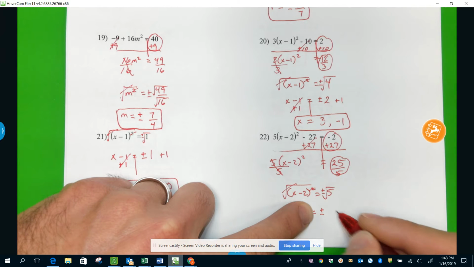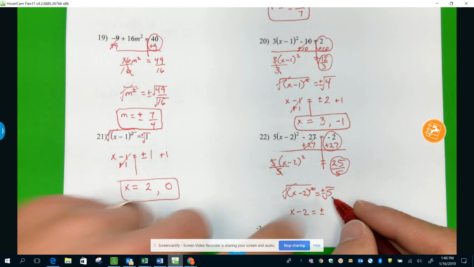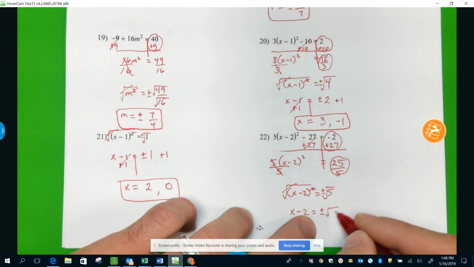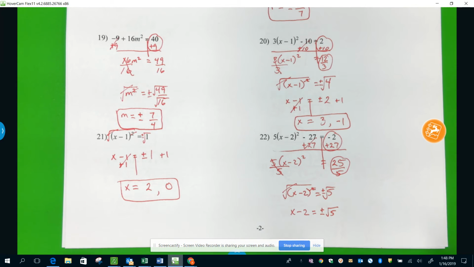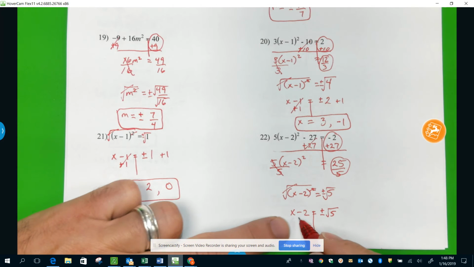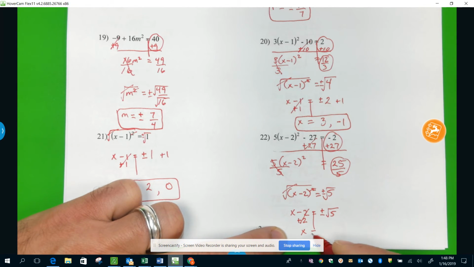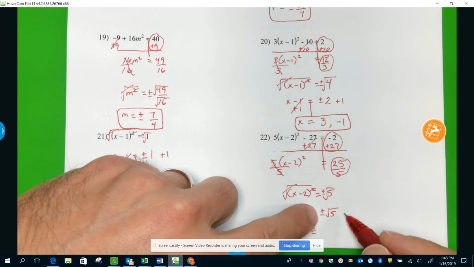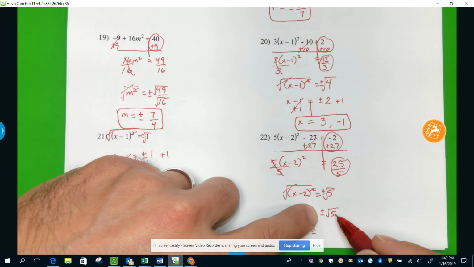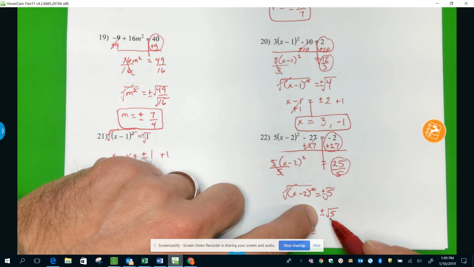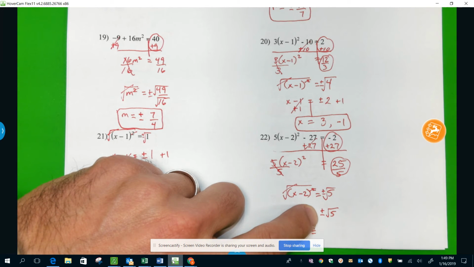So I've got plus or minus the square root of 5. That doesn't break down at all, so we're just going to leave it as the square root of 5. So to get my x by itself, we need to add 2 so that it cancels. Now when I add 2 to the right side here, I don't want to put it at the end. I want my square root to stay at the end, kind of like your i's always go at the end, your square roots are the same way.